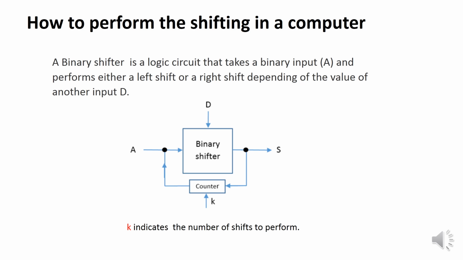Now the question is how to perform the shifting in a computer. We can imagine a binary shifter as an operator that takes two operands. One operand commands the direction of the shift, left or right, and the second operand decides the number of places to shift. This is a general block diagram of a binary shifter. So, a binary shifter is a logic circuit that takes a binary input A and performs either a left shift or a right shift depending on the value of another input D. K indicates the number of shifts to perform.